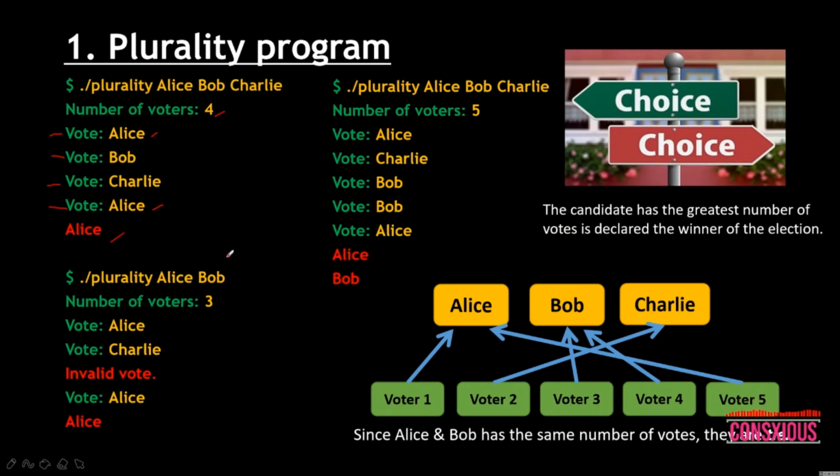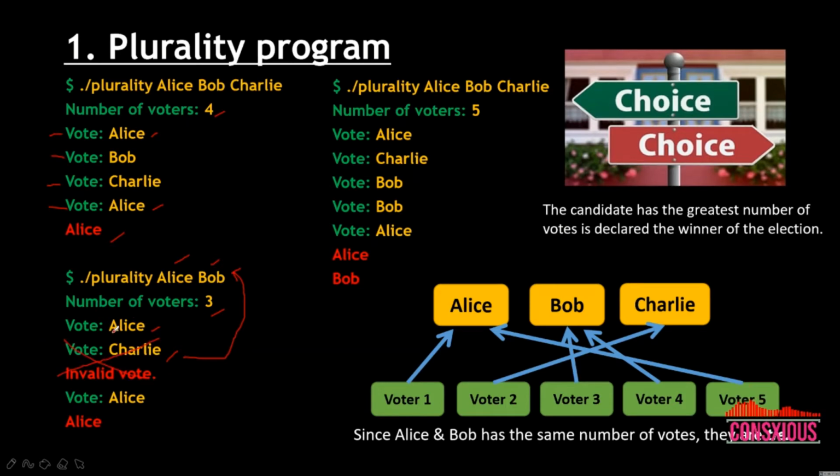As for the second program, you can see there are 2 candidates, Alice and Bob. There are 3 voters. You can see the first vote is Alice and Charlie. But as we compare with our candidates, Charlie is not one of our candidates. So the program will print an invalid vote.